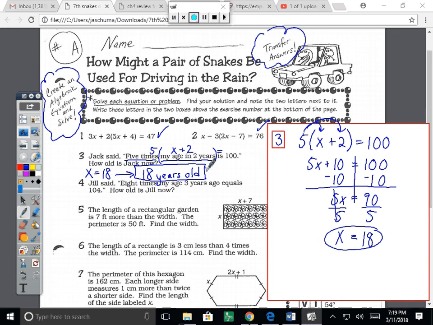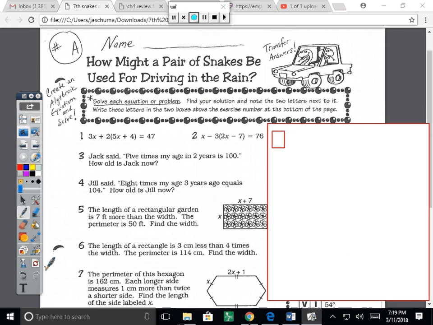Let's talk about Jill real quickly. So the same process is true. It says Jill said, 8 times my age 3 years ago. Well, before I can do much with that, I need to figure out how old she was 3 years ago. And before I can multiply that by 8, I need to group it so that I'm thinking about that age by itself. I'm trying to figure out her age 3 years ago. Because I don't know how old she was, I'm going to use an x, and because of 3 years ago, we're going to subtract 3. Well, this 8 times it really could look like a distribution, couldn't it?